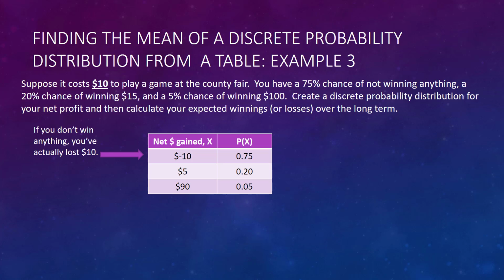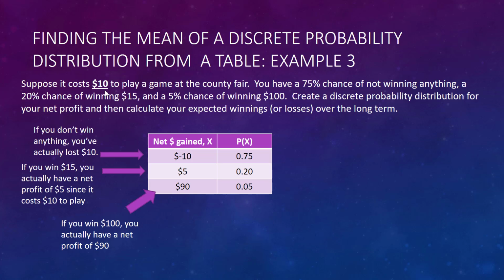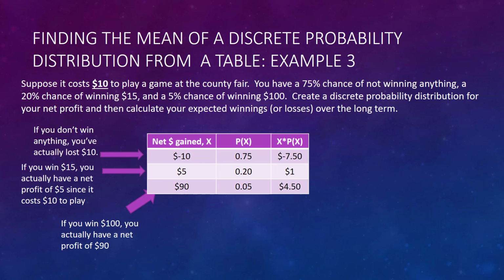So if you don't win anything, you've actually lost $10, because remember now it's costing $10 to play the game. If you win $15, your net profit is only $5 since you already spent $10 to play the game. And lastly, if you win $100, your net profit is $90. Now we need to calculate the mean or expected value of this table. Remember, we need to multiply across and then add down. When we sum this column, we find that our expected value is -$2.